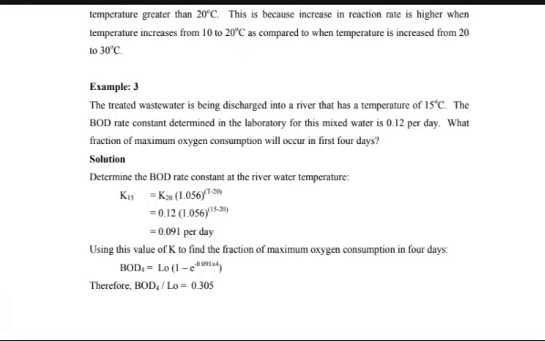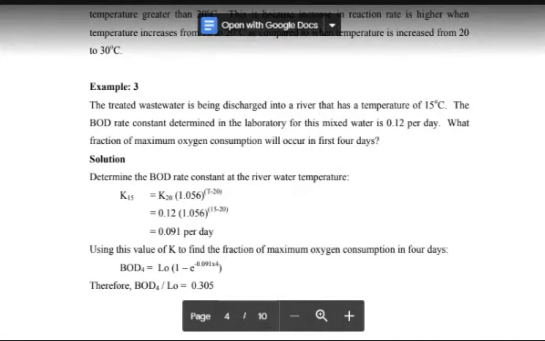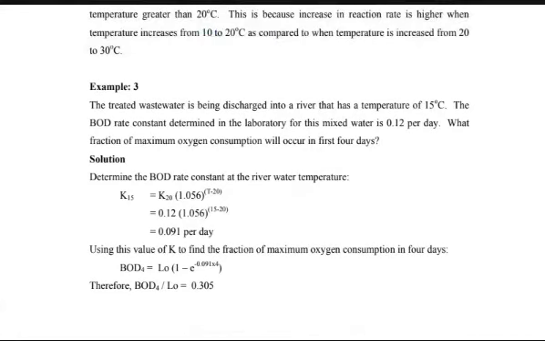Now what is the value of theta? Theta is the temperature coefficient. If the temperature is below 20, or at 20 degrees Celsius, we take it as 1.056, and if it is above that, then we take it as 1.047. Now here the temperature is at 20, so I am taking the value of theta as 1.056. So you can note down the value of theta is 1.056.